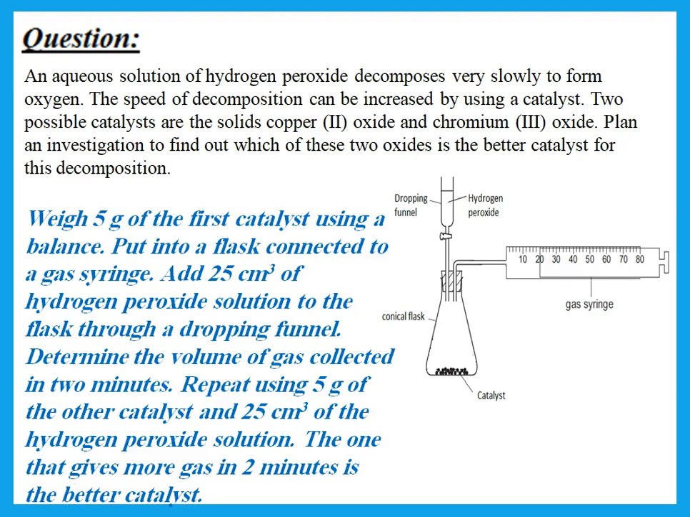So I'm going to use a certain mass of the first catalyst, weigh 5 grams, for example, using a balance, put into a flask connected to a gas syringe, add a specific amount of hydrogen peroxide to the flask, for example, using a dropping funnel, and then determine the volume of gas collected in a certain amount of time, for example, 2 minutes. Then I'm going to repeat using the same mass of the other catalyst, the same amount of hydrogen peroxide. The one that gives more gas in 2 minutes is the better catalyst.